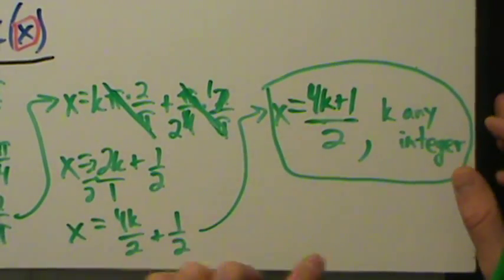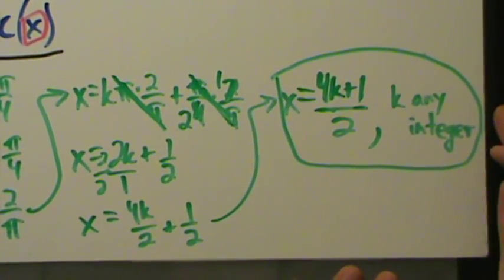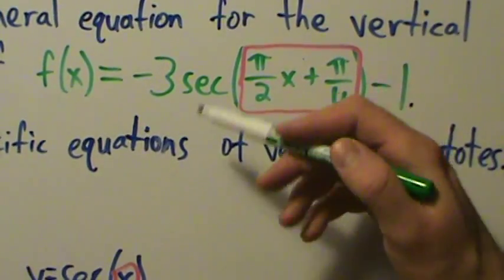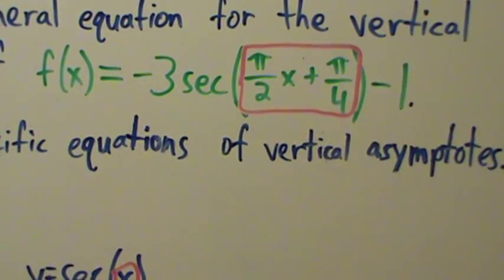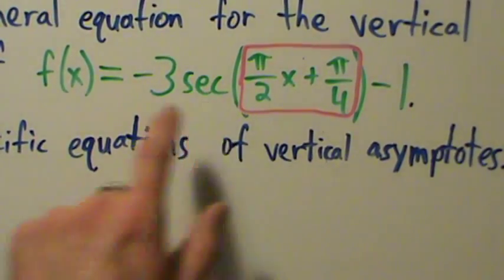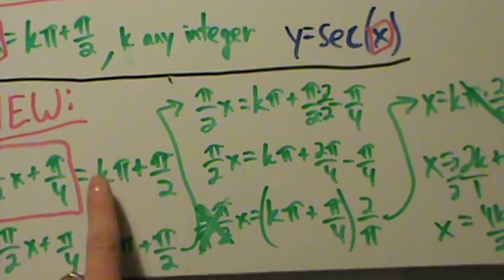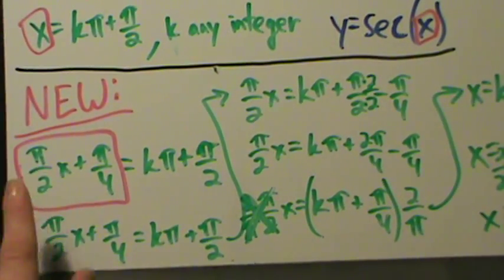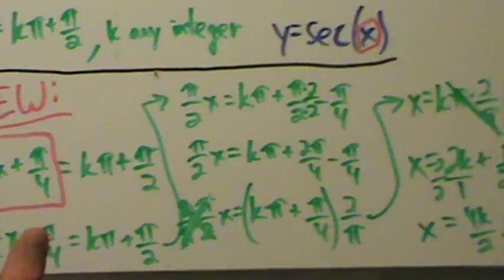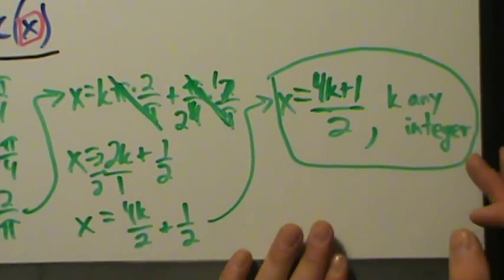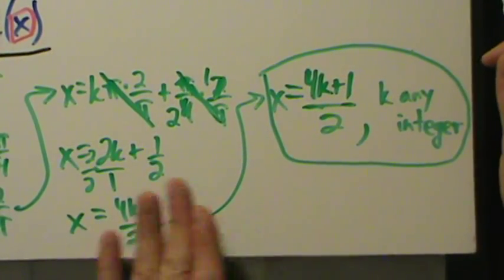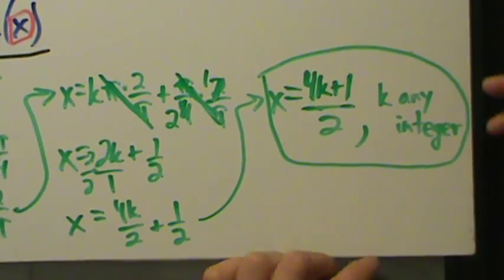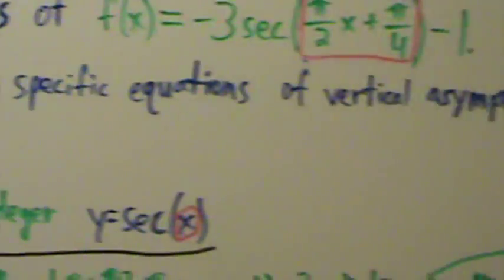Okay? Using the exact same process that we did in example 1 and example 2. Take the entire expression inside of the trig function, set it equal to some other expression depending on what function that is. So since it's secant, then we have to use k pi plus pi over 2. We took the entire expression inside of the secant, set it equal to that, solved for x, went through some algebra, and simplified, got a common denominator, and we have that. Okay. Now we find 3 specific equations of vertical asymptotes.